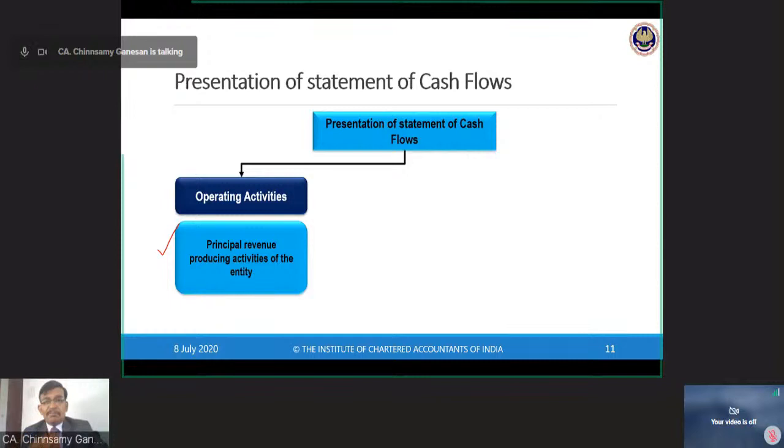Whereas if the business of the company itself is money lending, so for example, it's a non-banking finance company, it gives loans. So the core activity itself is to give loans and to realize interest income, right? So in that case of a non-banking financial services company or NBFC, the interest income is considered as part of the principal revenue producing activities. Whereas the same interest income realized by a trading company or a manufacturing company, it is arising out of investing activities. So you have to be very, very clear. Depending upon the business of the entity, these classifications will normally come into the picture.